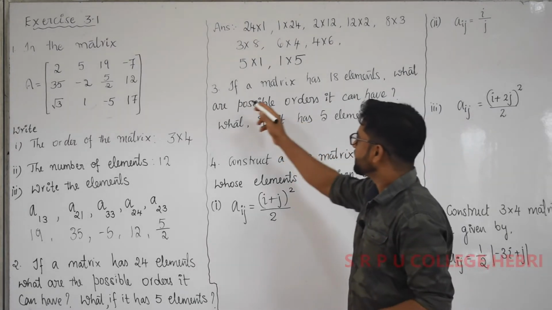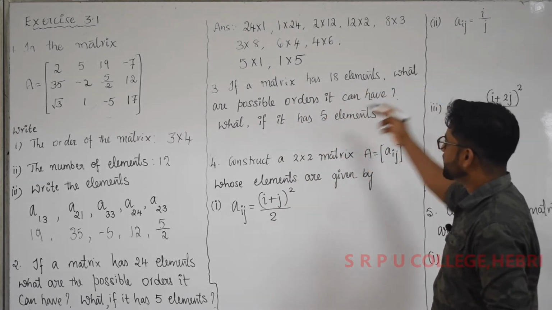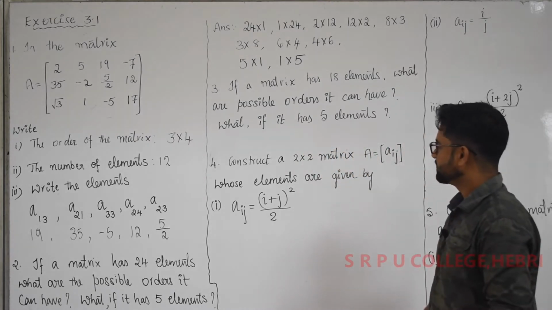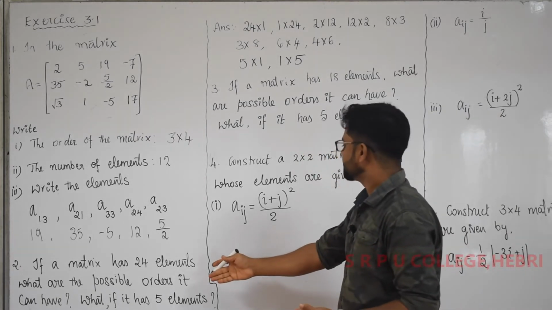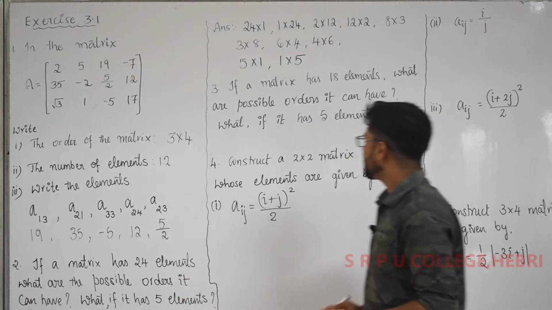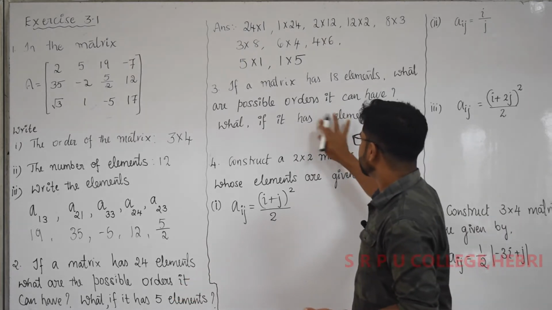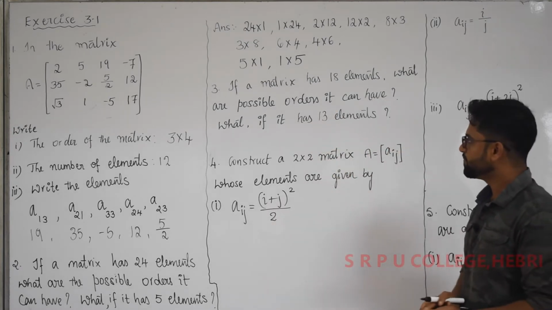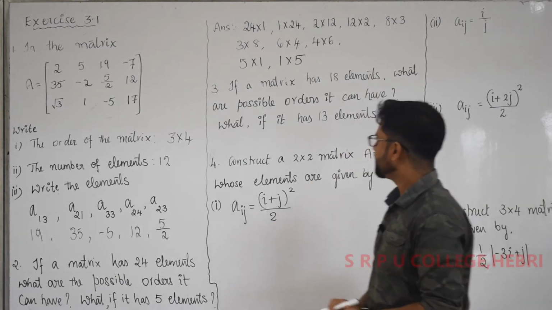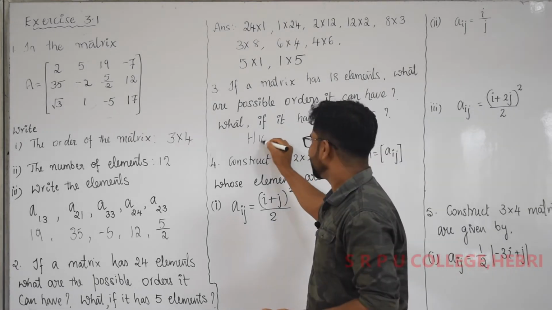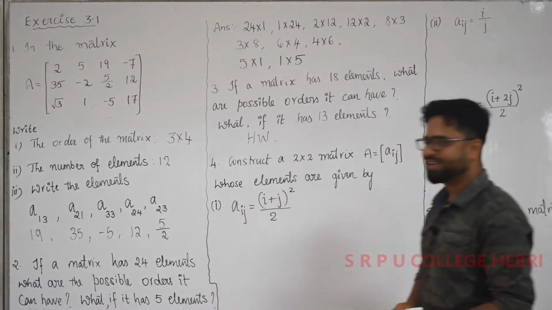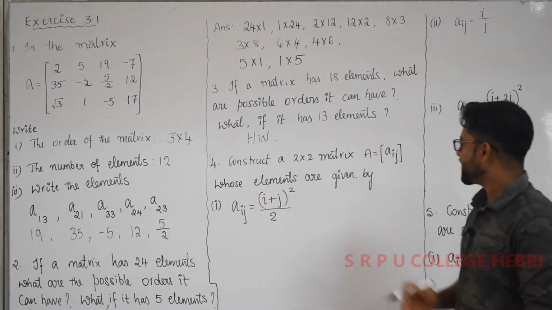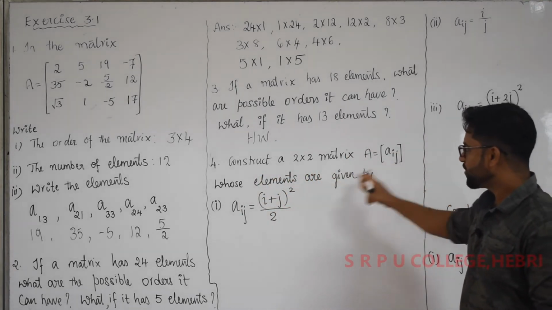Third one, if a matrix has 18 elements, what are the possible order it can have? What if it has 5 elements? Already we have done. Let me take, if it has 13 elements, what will be the possible order? Looks like the same as the previous problem we already did. So take it as homework.